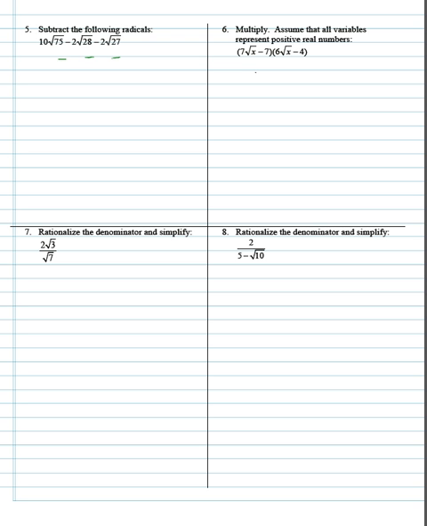So what do I do? My next step is to stop and think. When I see 75 under a square root, I'm going to rewrite this as 10 times the radical of 25 times 3, minus 2, and 28 is 7 times 4.